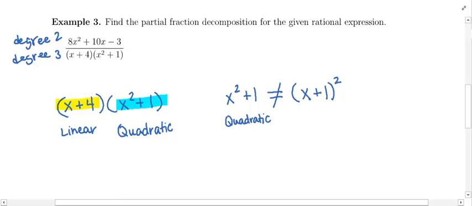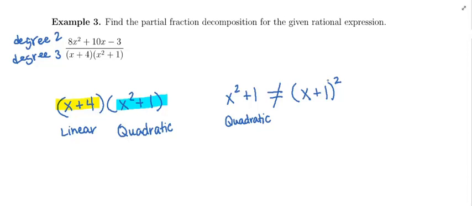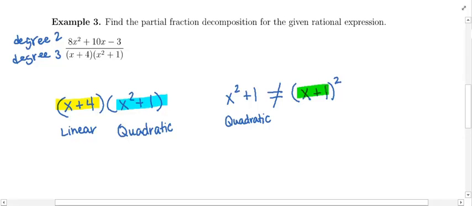When you look at (x+1) squared, yes, if you multiplied it out, you would get something quadratic. However, from a factorization standpoint, this is linear inside the parentheses. So this would be a repeated linear factor because it's x plus 1, which is linear, times itself. Okay, so this would be a repeated linear factor.